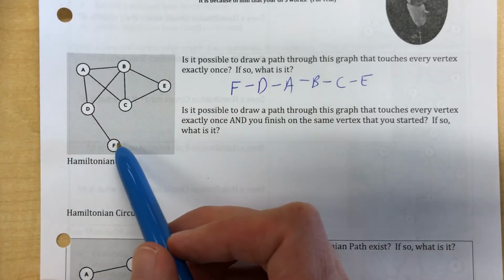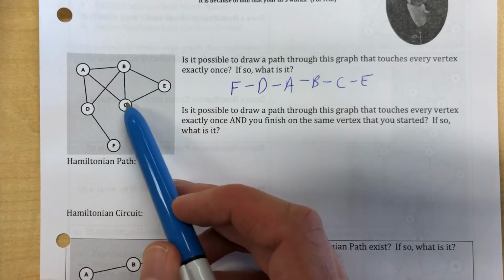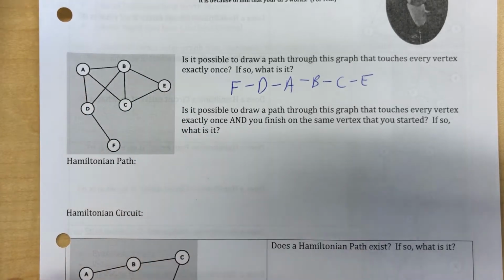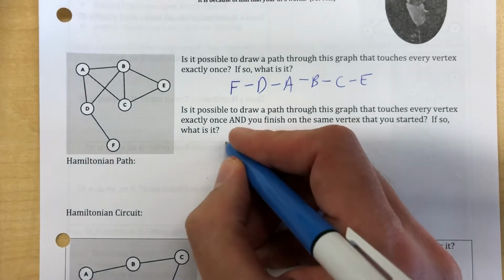Let's start at F then. F, D, A, B, C, E. Oh, got to go back to F. All right, this one's a no. So it is not possible.